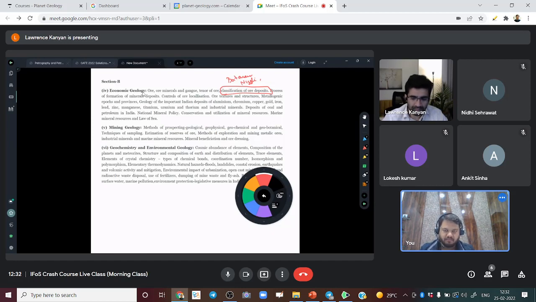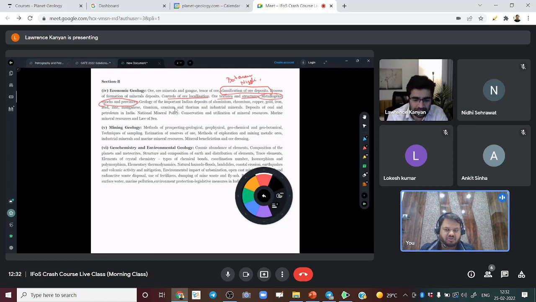So in this, prepare short notes on supergene enrichment, right? It is something which can be asked in a standalone manner, right? Then there are some smaller topics, right? Control of ore localization, ore texture, and then there is metallogenic epoch and provinces, right? So these are three small topics. Notes have been shared for this, right? Like this topic, metallogenic provinces and epoch, I'm expecting that this will be asked this year in IFS, right?